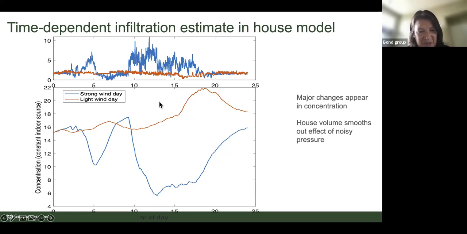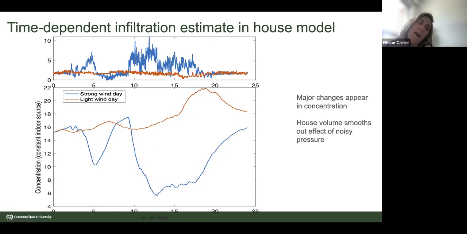Ellison, and people can jump in. I may not see your hands, but go ahead, Ellison. That concentration is what you calculate from the infiltration factor you're estimating, is that right? Correct. Yeah. Okay, yeah, I wanted to make sure I understood. Yeah. So there's no measured infiltration yet. I'll talk about that in a little bit.